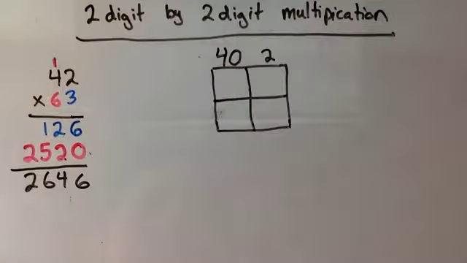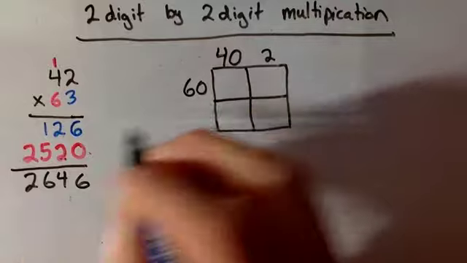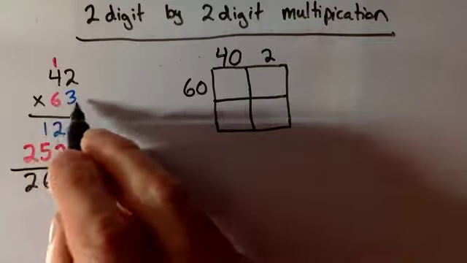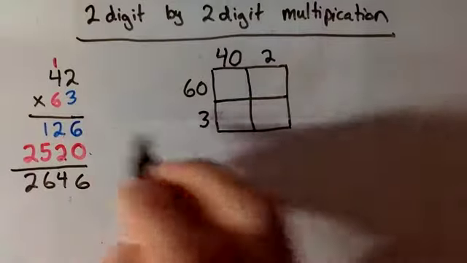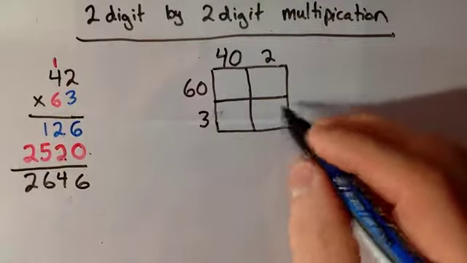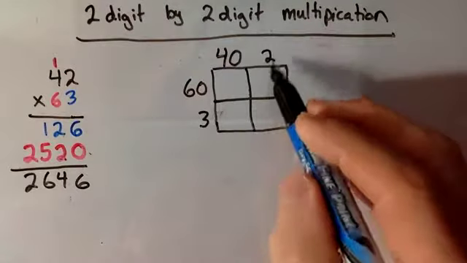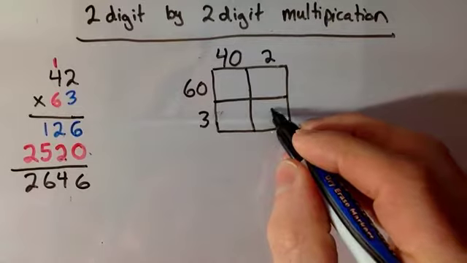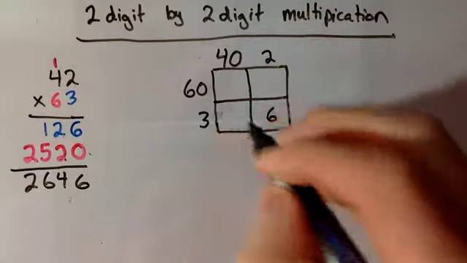Now on this side, same thing. We're going to write our 60, because the 6 represents 60 in this case, and the 3, because the 3 only represents 3. I'm going to start at this bottom left corner just because it's the easiest multiplication. So 2 times 3 gives us 6. So I'll just write a 6 in this window, and that's that. That's nice and easy.